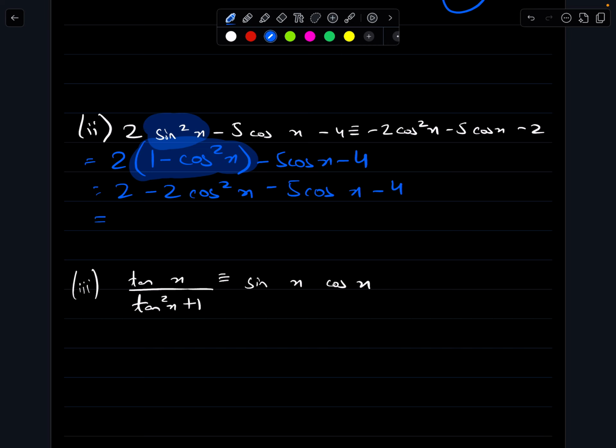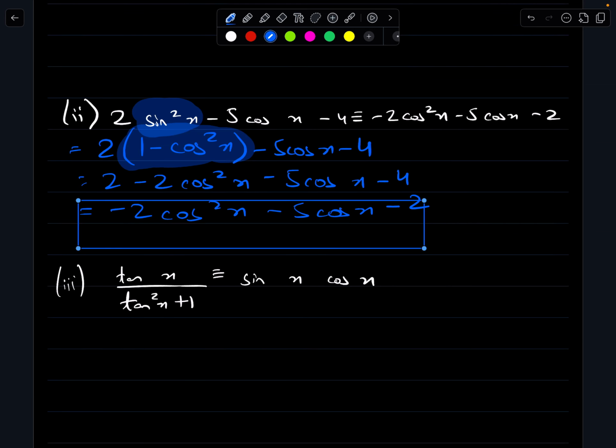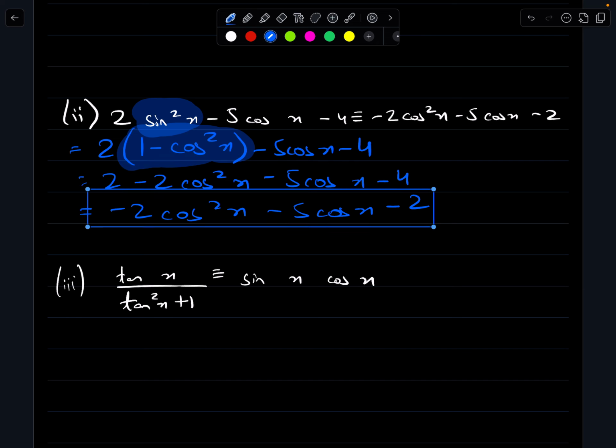2 minus 4 is minus 2, and this is what we're left with. The left hand side turns out to be equal to the right hand side, and you are the king.